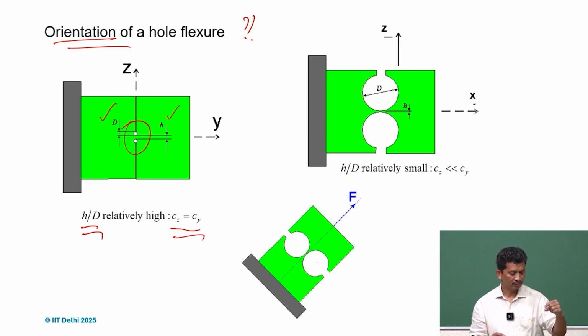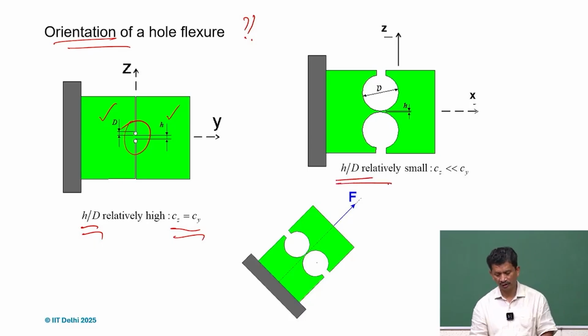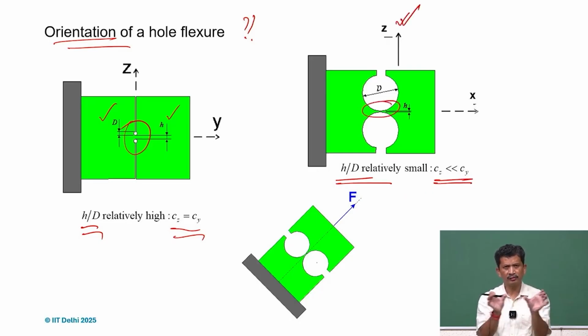But at the same time, the displacement might be very small as well. When we have a really small h by d ratio, then what happens? CZ in this direction, because this section is now lengthened, and what happens if there is a loading in the z direction, there will be shear, and because of that, we will see that this stiffness will be lost. So it will not work as a whole flexure, but more like a beam, and we have to be careful in different kinds of applications.